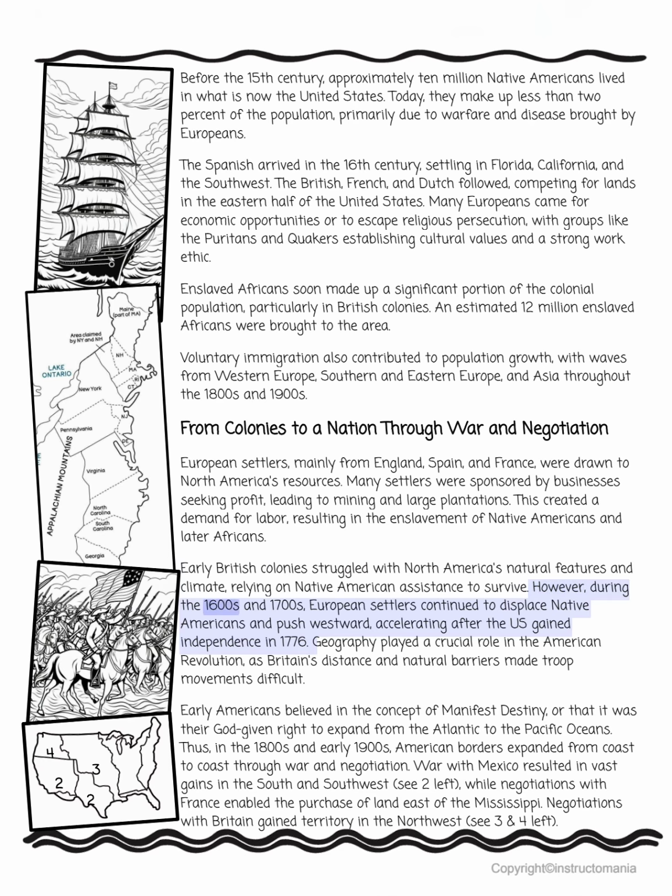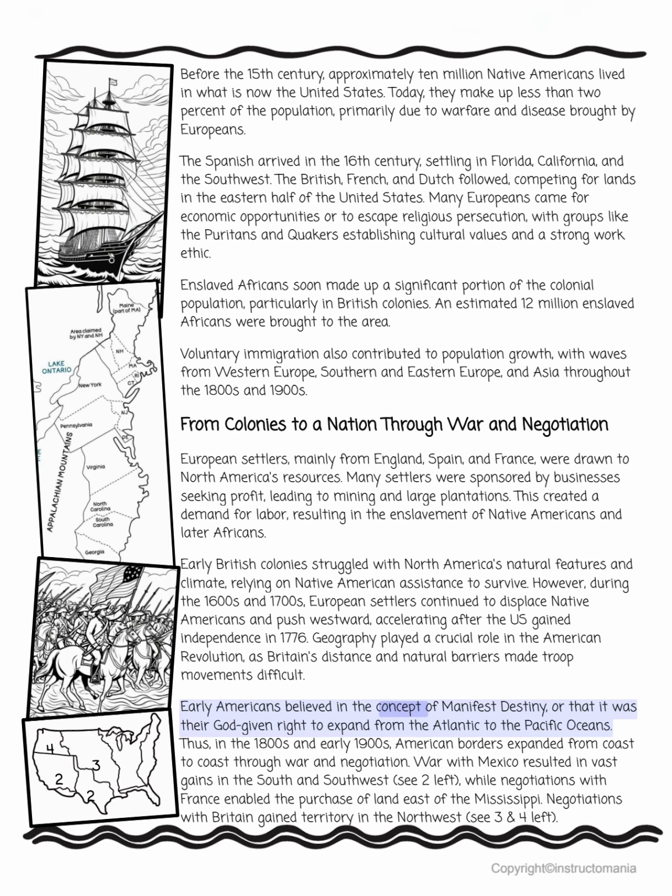However, during the 1600s and 1700s, European settlers continued to displace Native Americans and push westward, accelerating after the U.S. gained independence in 1776. Geography played a crucial role in the American Revolution, as Britain's distance and natural barriers made troop movements difficult. Early Americans believed in the concept of manifest destiny, or that it was their God-given right to expand from the Atlantic to the Pacific Oceans.